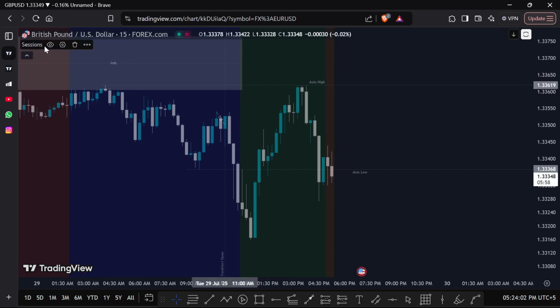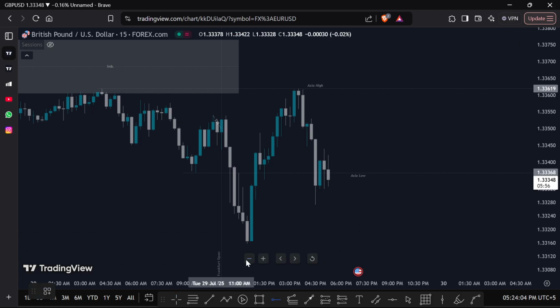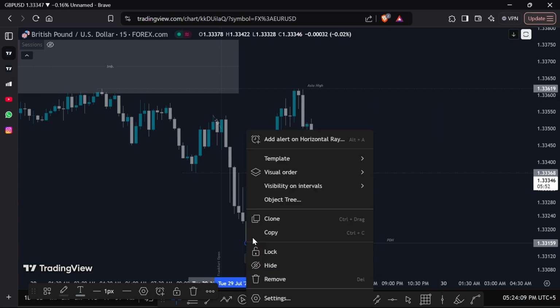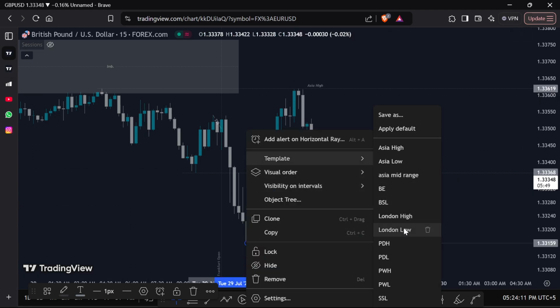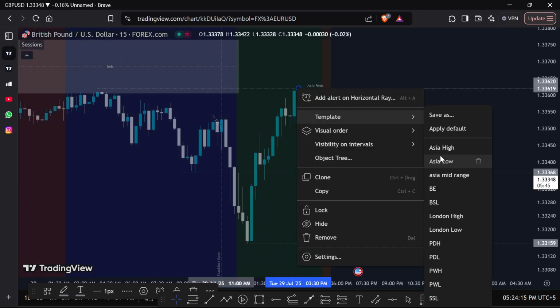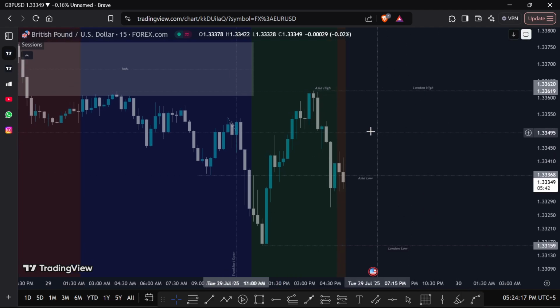So on the M15 time frame, you can clearly see this is the London low. London low. Wait a second, not a previous day high, it's a London low. And this one is our London high. London high, Asia high, both are the same. Like, both are exactly the same.